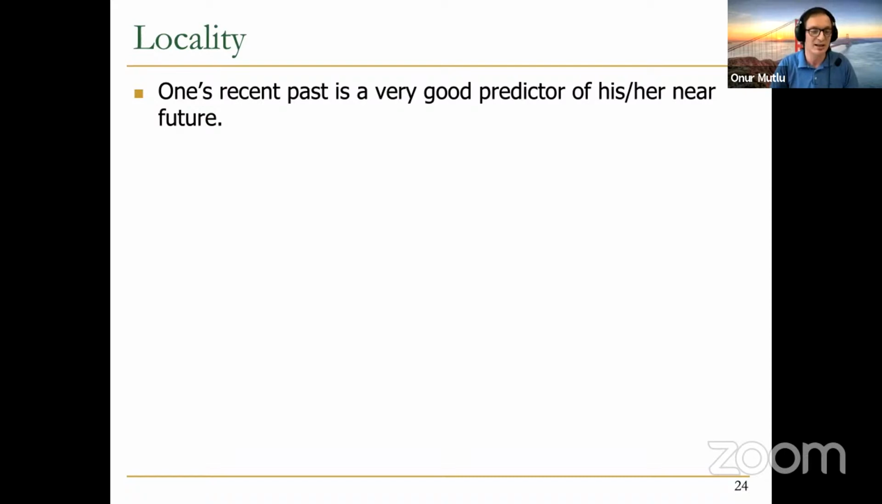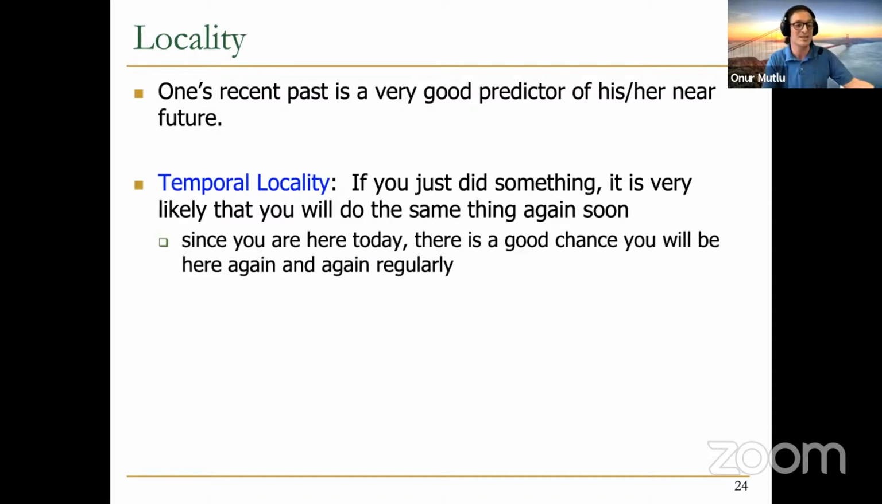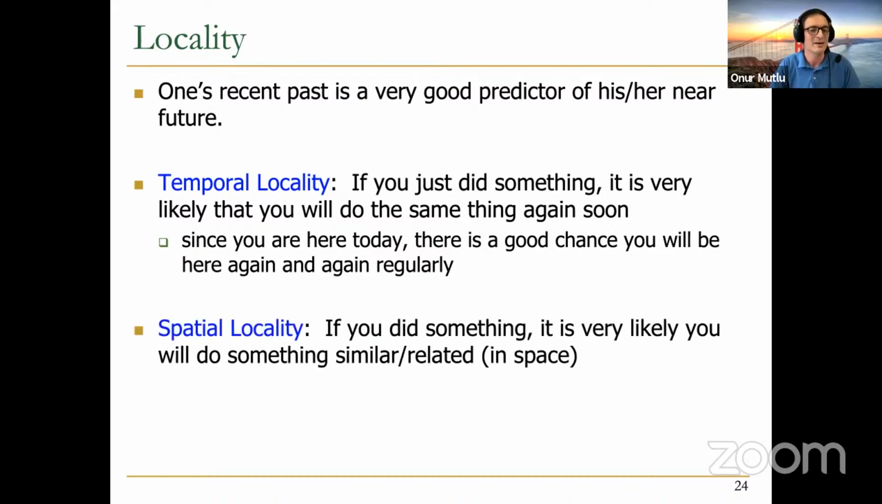And locality is actually a general property. It's really a property of potentially life, right? One's recent past is a very good predictor of his or her or their near future, actually. Temporal locality, for example, is the general concept of if you just did something, it's very likely that you will do the same thing again soon. It doesn't apply in all circumstances, but it applies in some circumstances. For example, since you're attending the lecture today, there's a good chance you will be here again and again regularly. And that's temporal locality. Locality also happens in time and space, and spatial locality is a space version of the temporal locality.